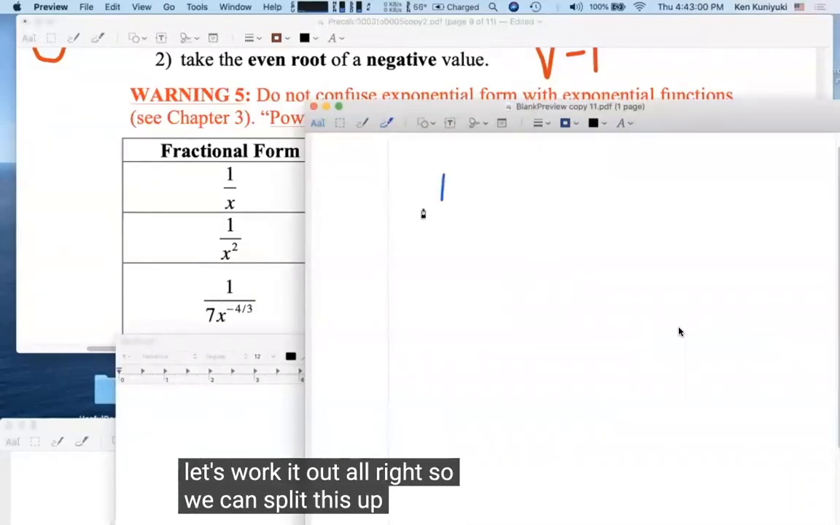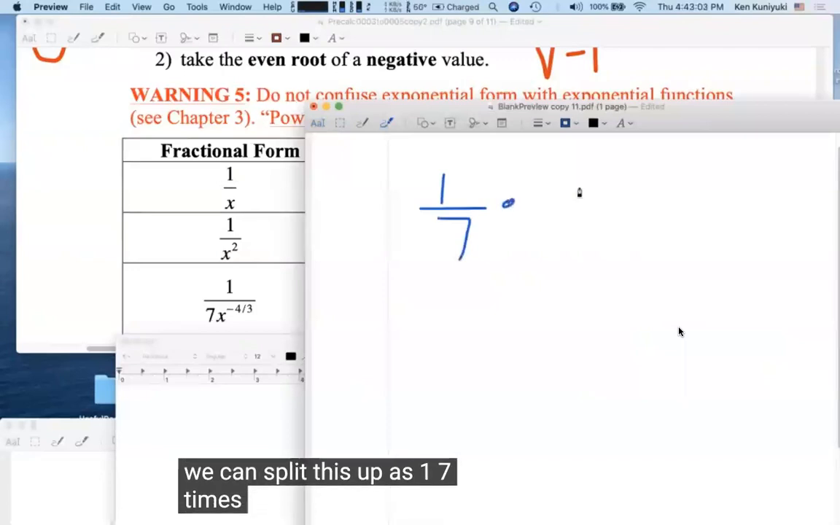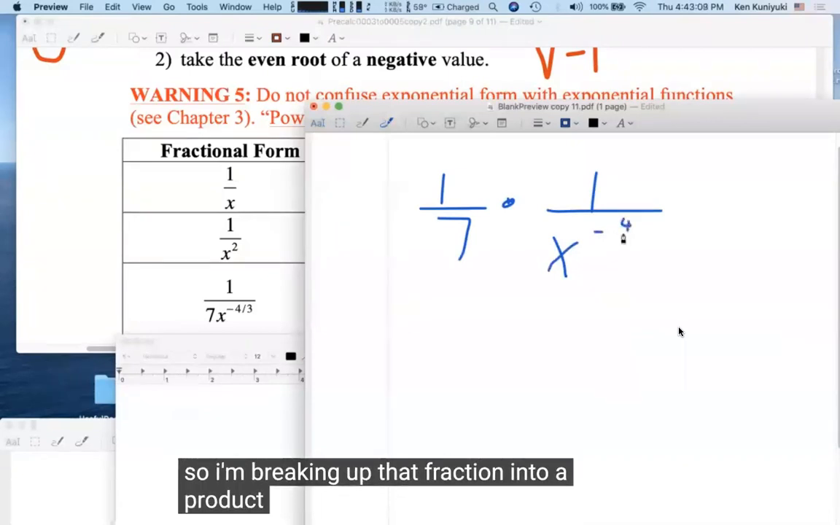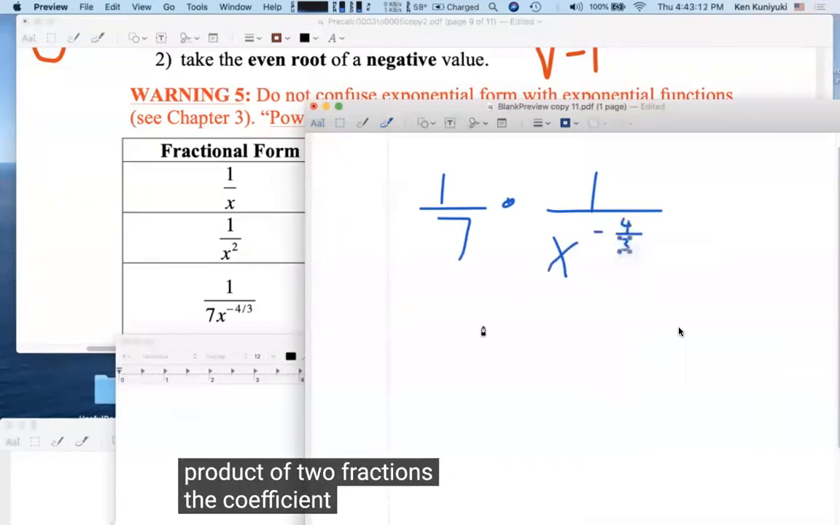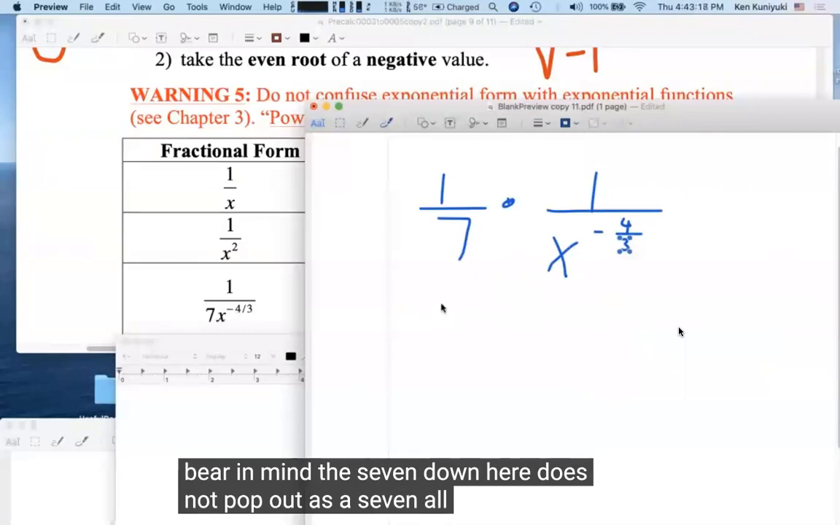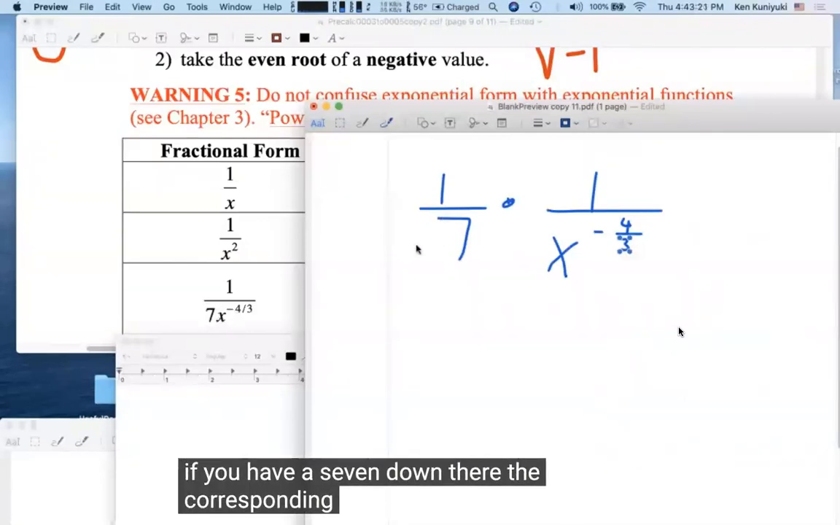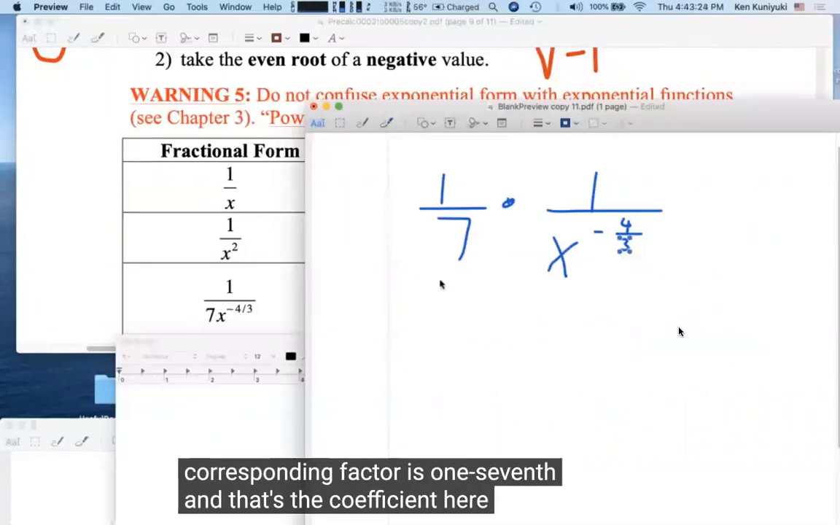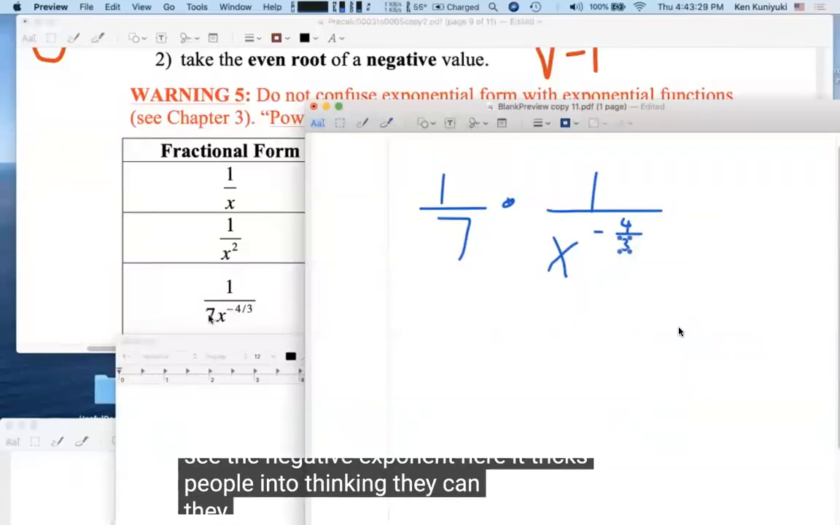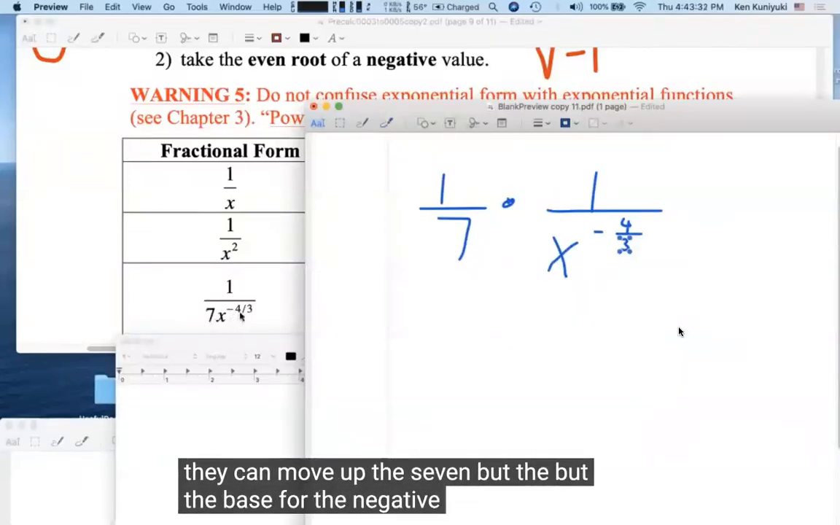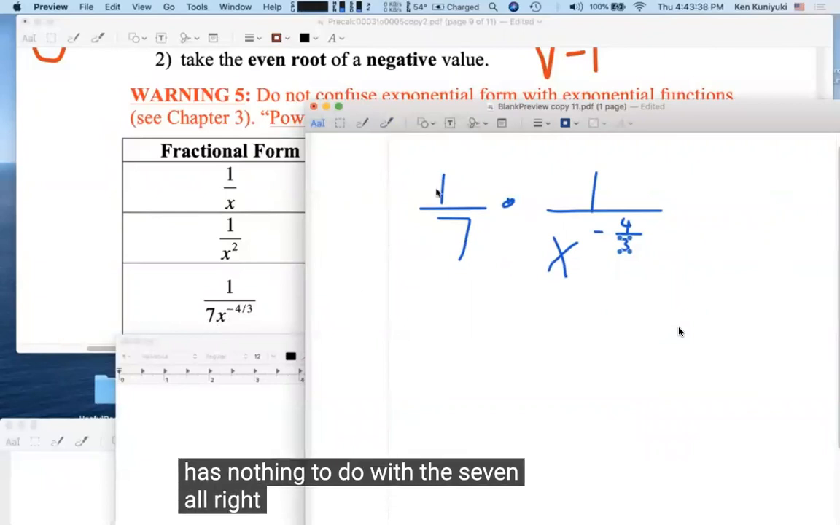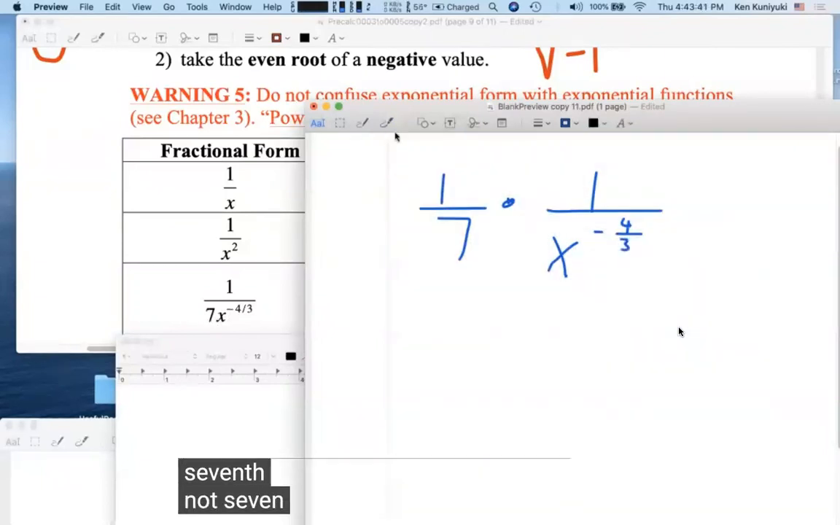So we can split this up as 1/7 times 1 over x to the negative 4/3. So I'm breaking up that fraction into a product of two fractions. The coefficient is 1/7. Bear in mind, the 7 down here does not pop out as a 7. If you have a 7 down there, the corresponding factor is 1/7, and that's the coefficient here. See, the negative exponent here tricks people into thinking they can move up the 7. But the base for the negative 4/3 is x, not 7x. The negative exponent has nothing to do with the 7. So our coefficient here is 1/7, not 7.